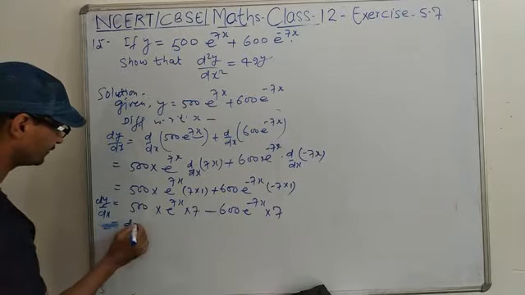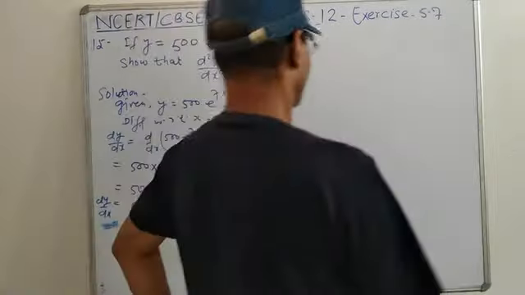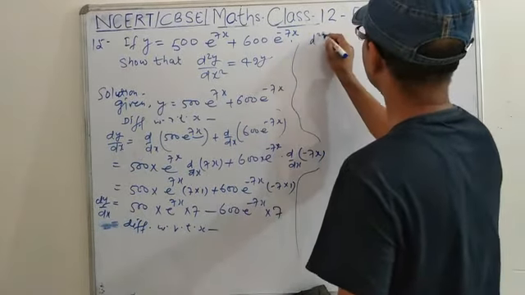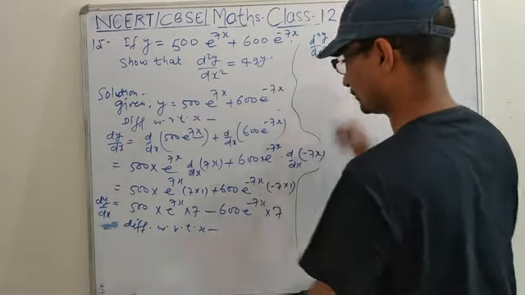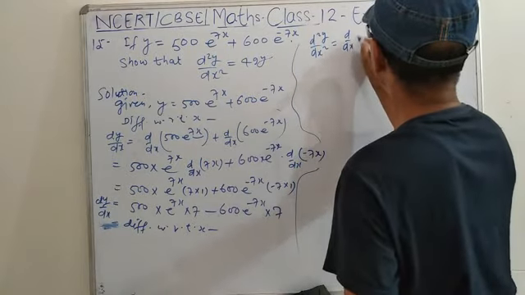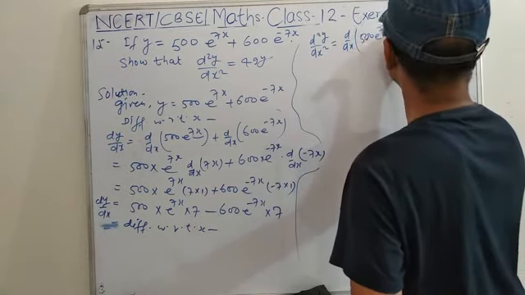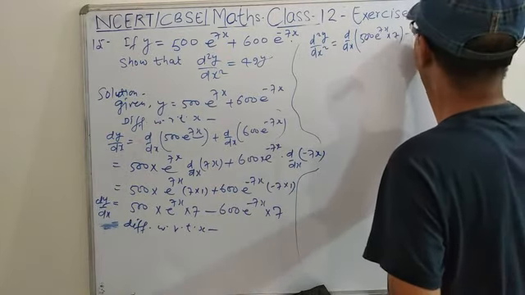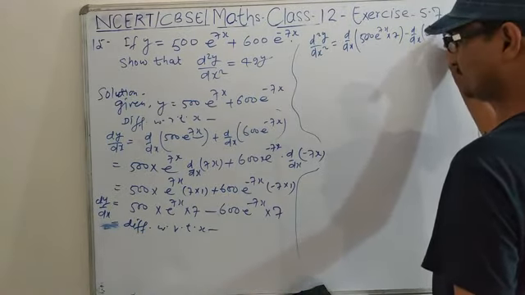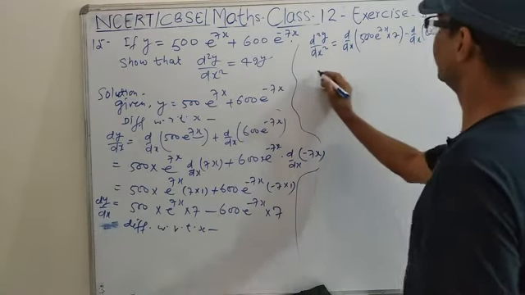Again differentiating with respect to x. So what we write, d2y by dx square is equal to d/dx of 500 e power 7x into 7 minus d/dx of 600 e power minus 7x into 7.